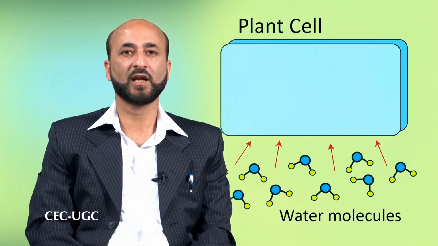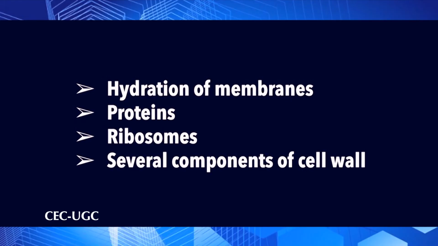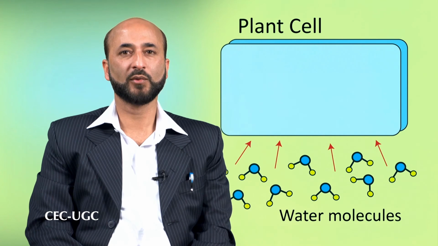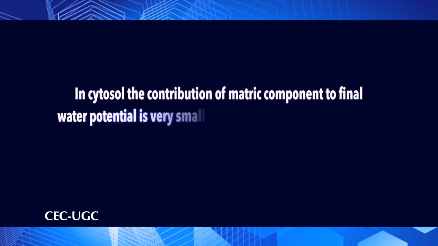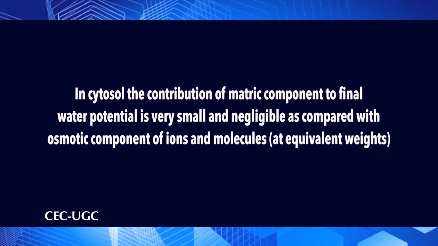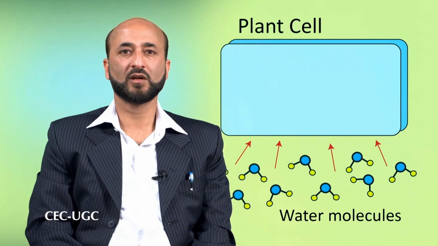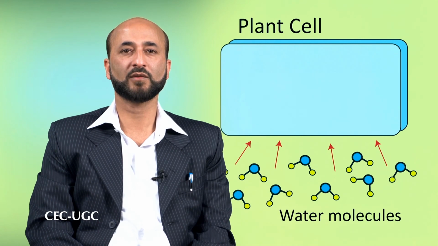Hence, matric potential can play an important role in plants, especially during hydration of membranes, proteins, ribosomes, and several components of the cell wall. It is particularly important in the early stages of water uptake by dry seeds, called imbibition, and hydration of cell walls, wood, and soil. However, in the cytosol, the contribution of the matrix component to final water potential is very small and negligible as compared with the osmotic component of ions and molecules at equivalent weights. It is also difficult to distinguish the matrix component from osmotic potential.